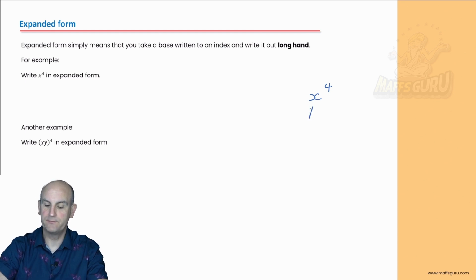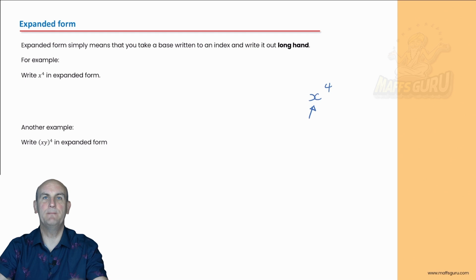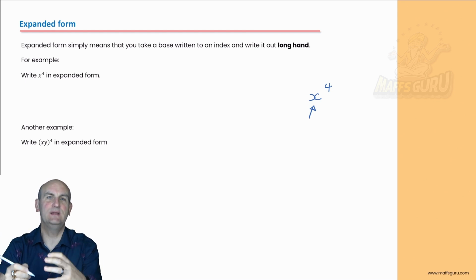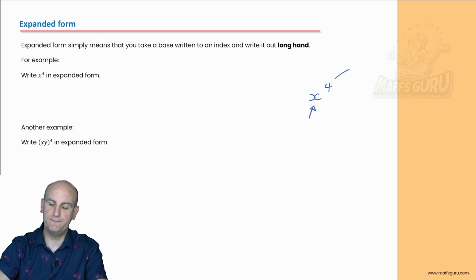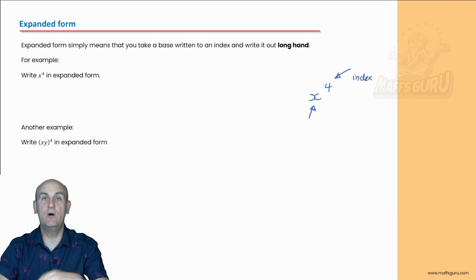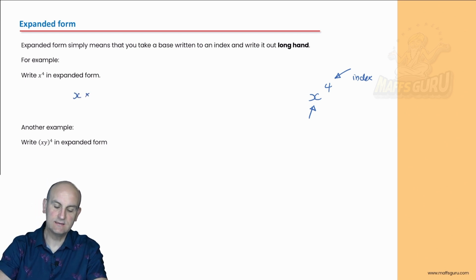This thing here is the base. So that big letter is going to be, from now on, the base. And anything that floats that's connected to it is called our index. Now that does not mean x times 4 or 4x, it means something quite different. So that is where expanded form comes in. X to the power of 4 basically means x times x times x times x.